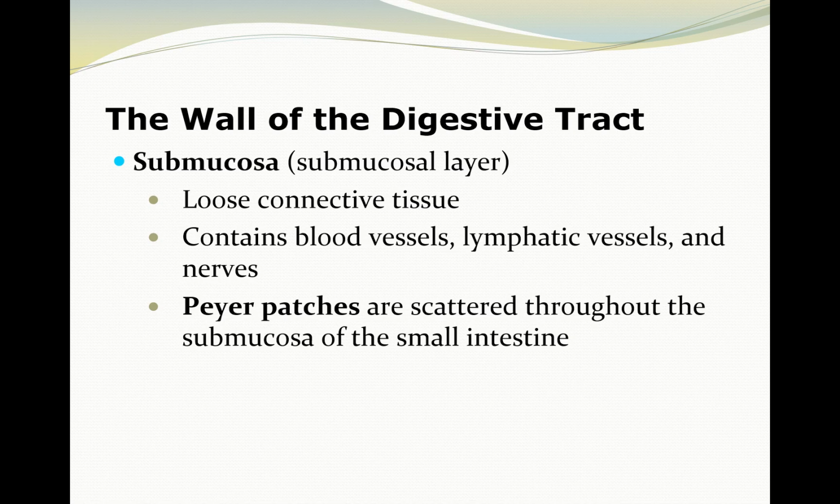There's also a submucosal layer called the submucosa, and it is loose connective tissue and contains blood vessels, lymphatic vessels, and nerves. Peyer's patches are scattered throughout the submucosa of the small intestine. They are a part of the immune system.